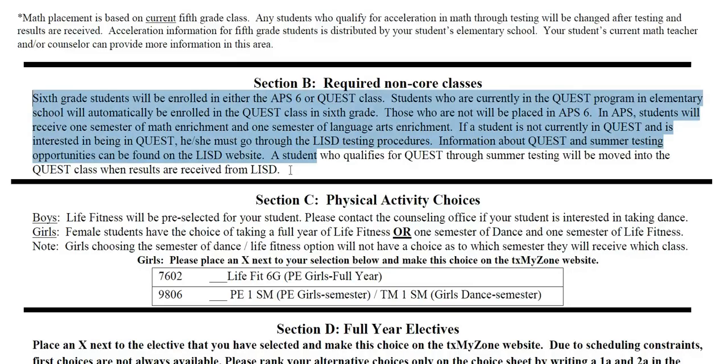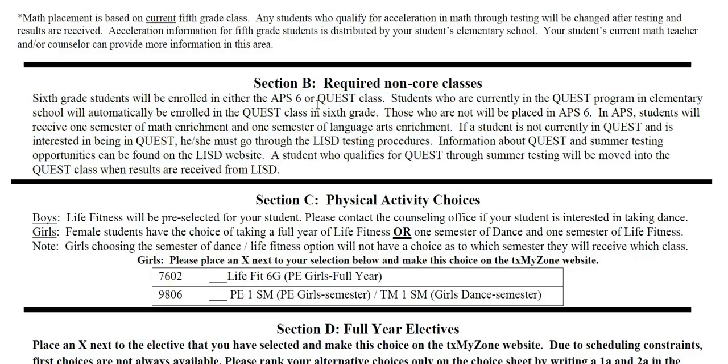That is all described right here. So when you go into the Texas MyZone site, just confirm that your student is placed appropriately. If they're in Quest, you'll see Quest, and if they are not in Quest, you'll see APS 6.